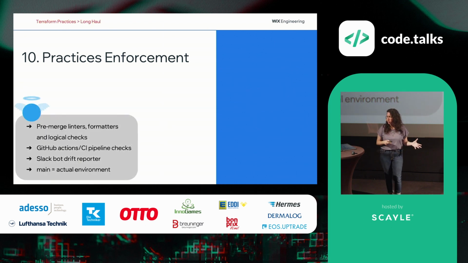So you can do pre-merge linters, formatters, and logical checks. You can do it with either GitHub actions or with CI pipeline checks. You can also create a Slack bot to detect drift reports. But if you do a setup like we did in Wix, in which we have PRs and Atlantis runs the PR, then when I run Atlantis apply, the PR gets both merged and applied. And that guarantees that the main is the actual environment, which is always good, because then you avoid drifts, and that's that.